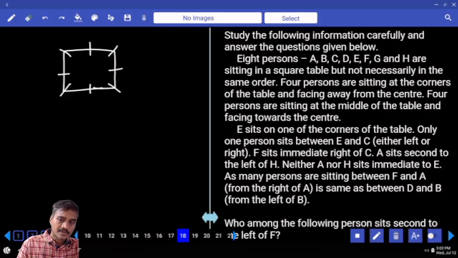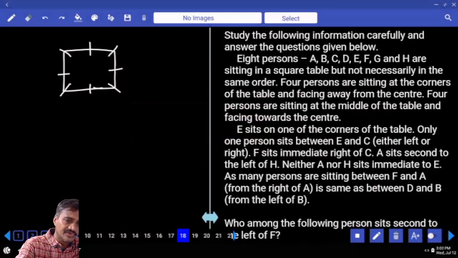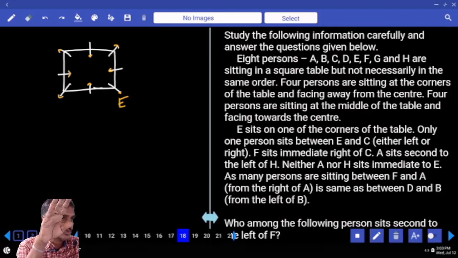Done. And now 4 persons sit at the corners of the table. Corners are away from the center, and middles are towards the center. Then E sits at one of the corners of the table, isn't it? We can fix this E at any one of these 4 existing corners. All those are one and the same, isn't it?